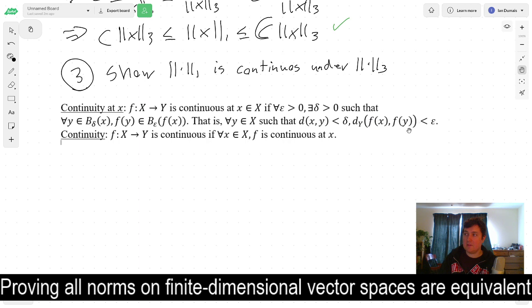Basically, I give you a distance I want our outputs to be within, and I say, okay, as long as my inputs are within this other certain distance, we're good. And then continuity just has to be continuous at every point x.